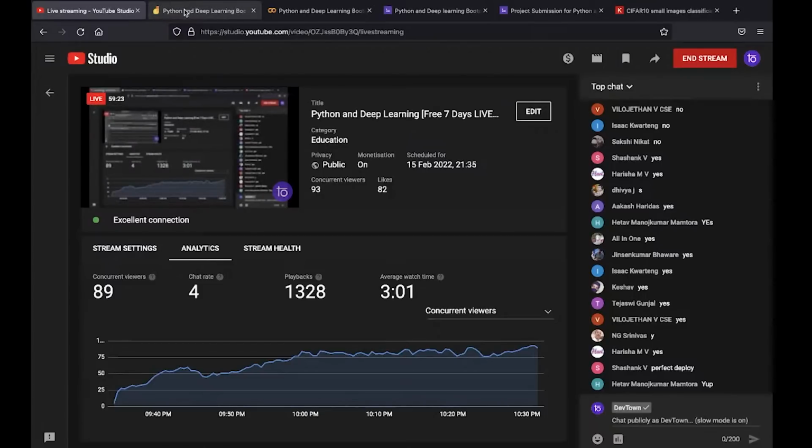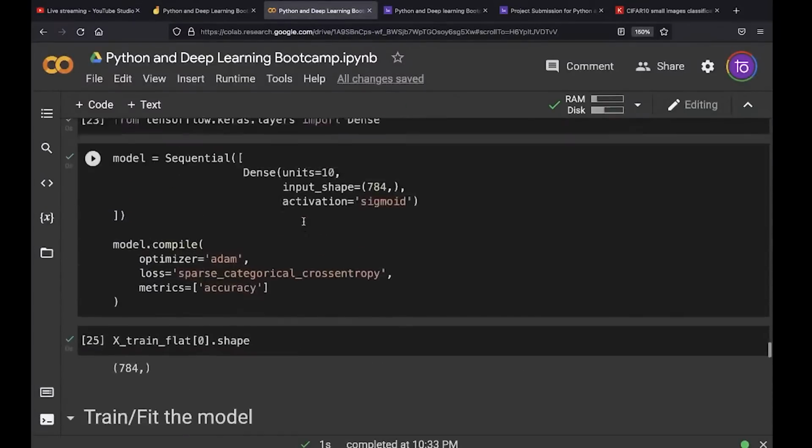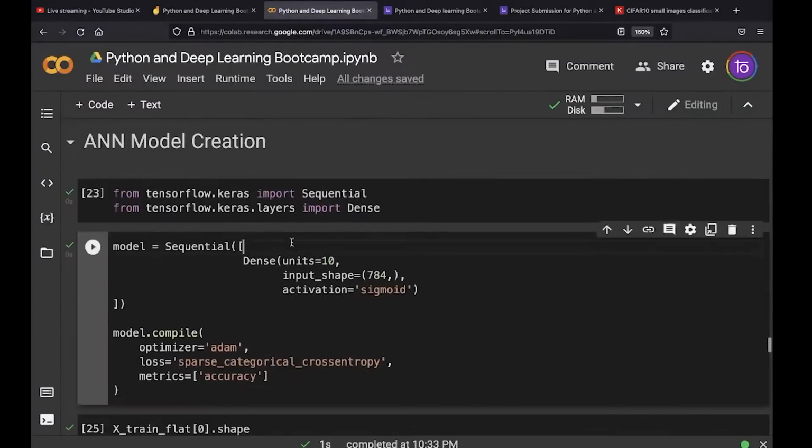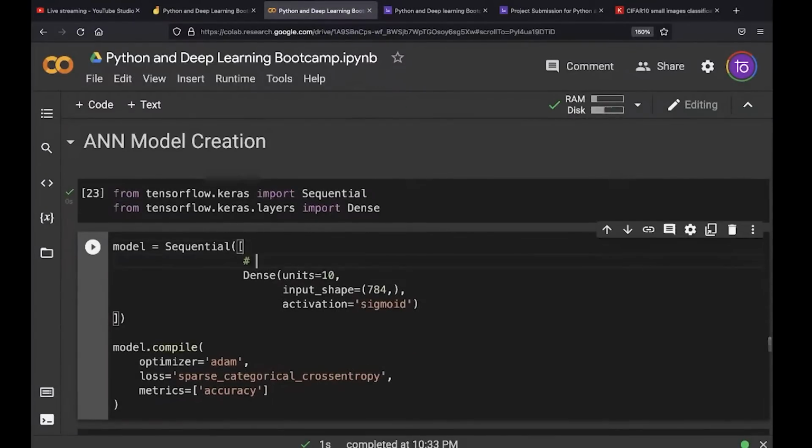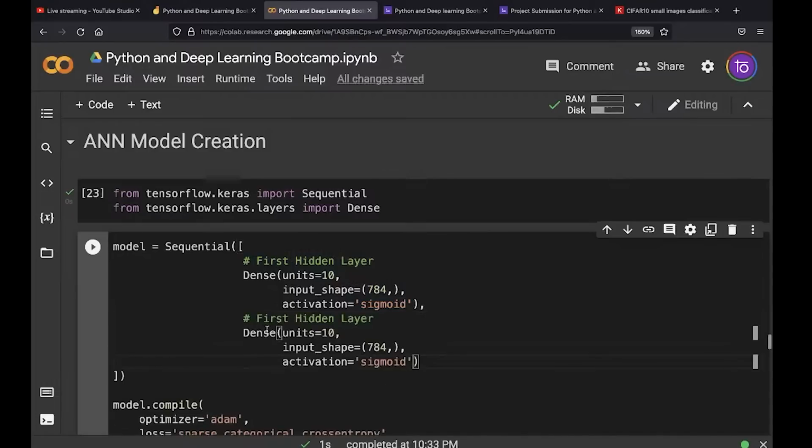Perfect. So this is a simple ANN that we have created, and over here we have used only a single hidden layer. That means this is your first hidden layer. If you want to go further, you can create multiple hidden layers as well. Suppose now you want to create another hidden layer. What you can do is just copy this and paste it over here. This is your second hidden layer.